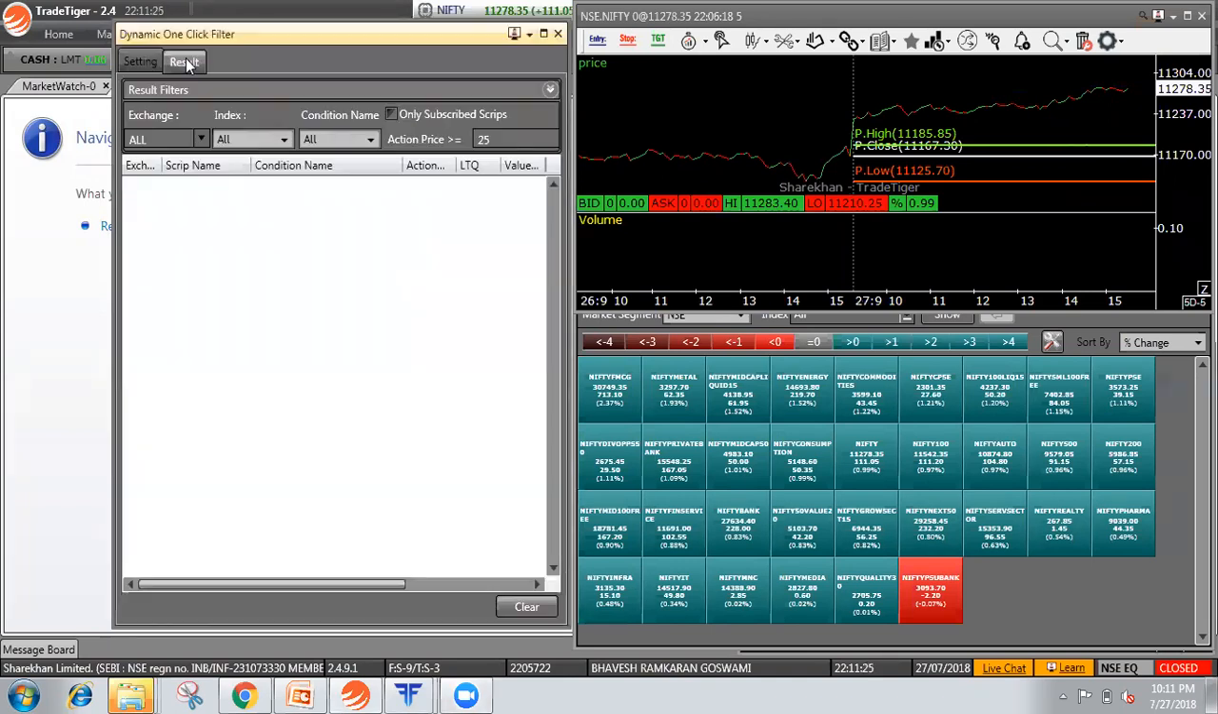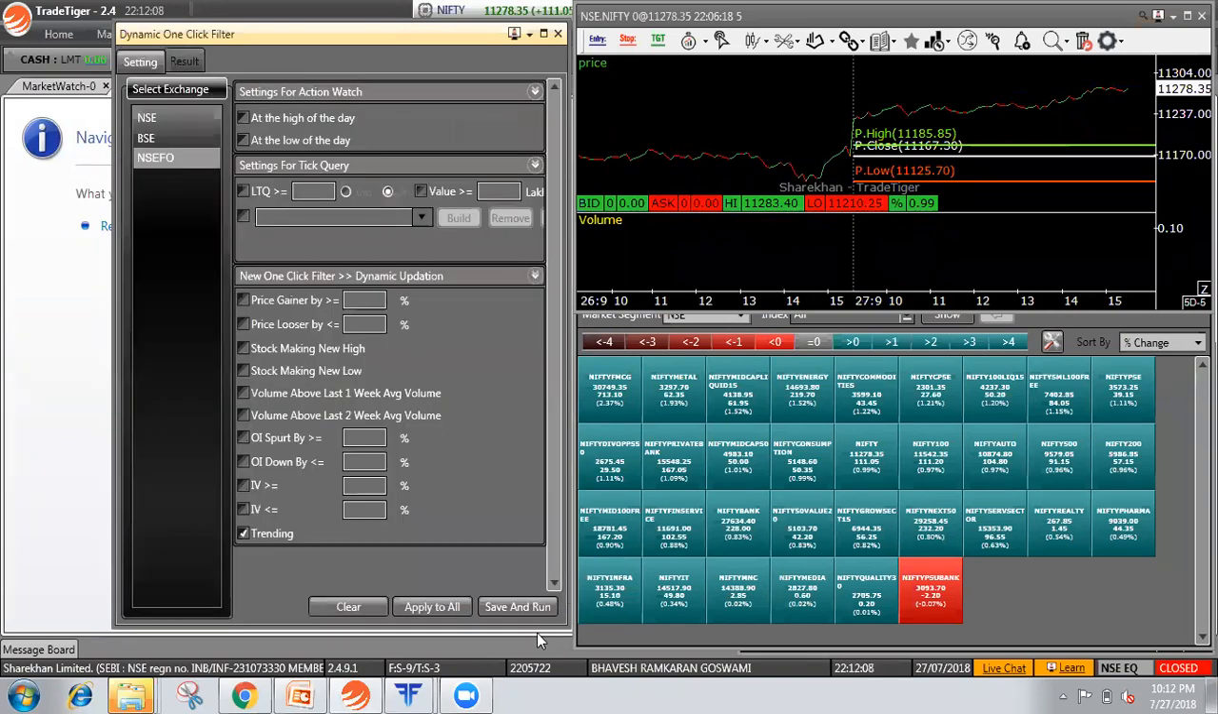Go to result. In the exchange, you don't require NSE and BSE, you require only NSE, and only nearby. You don't require options either. You require only NSE futures. Here you hide the exchange. Change here. Okay. And now go to settings.